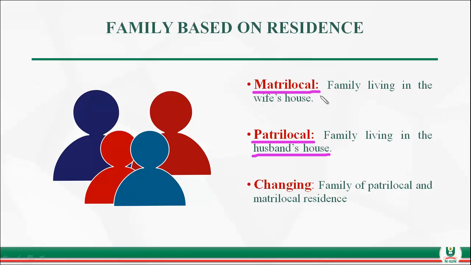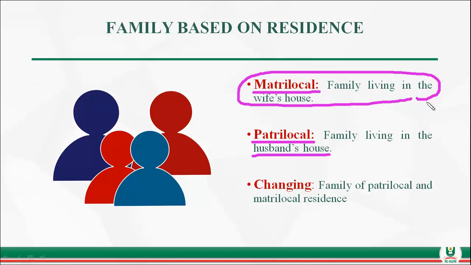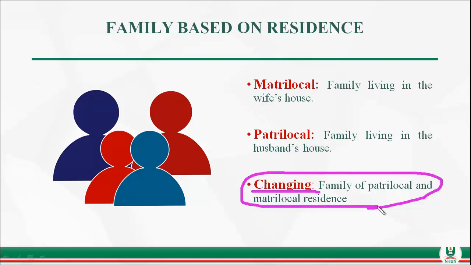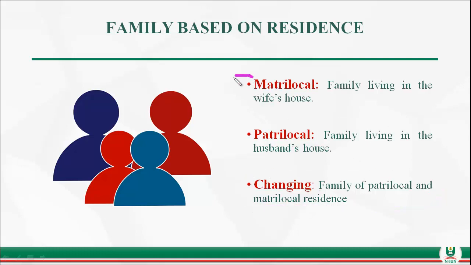The matrilocal type of family is found in a matrilineal society that is dominated by ladies, where ladies have authority. They are the ones that inherit the property. It is not really a very common type of family, but it does exist. Then we have the changing type of family. This type of family changes location according to residence. They can live in the wife's house, move to the husband's house, move to the husband's parents' house, and so on. So they do not have a very stable location. These are the types of families according to their residence.